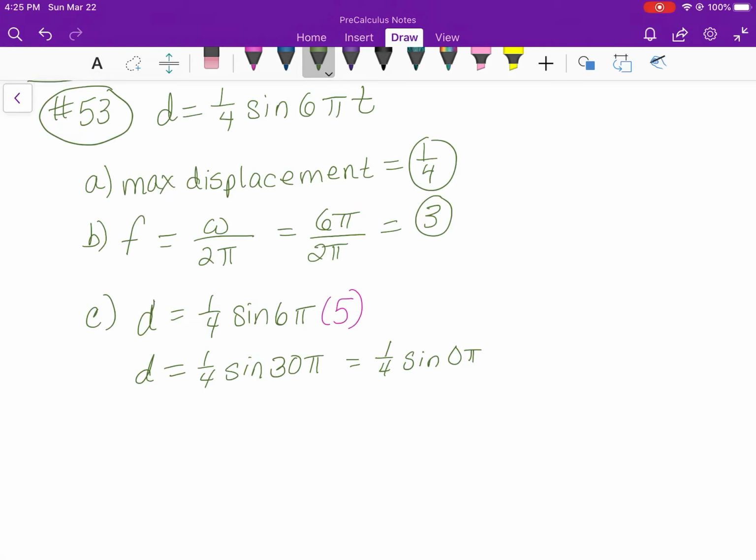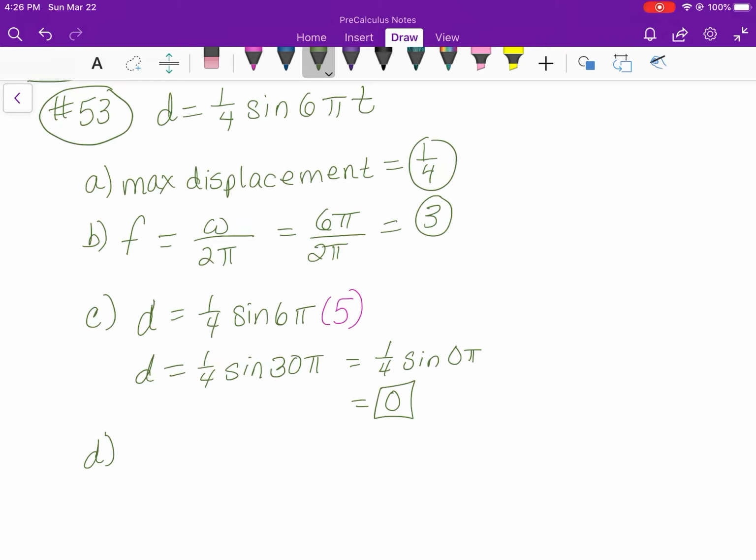So that's basically 1/4 times the sine of 0. And we know that's going to be 0. All right, so at 5 seconds, our displacement's 0. In other words, the object's back at equilibrium. Part D. Find the least positive value for t for which d equals 0.